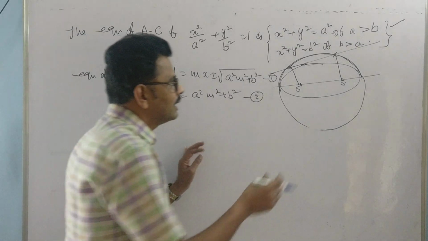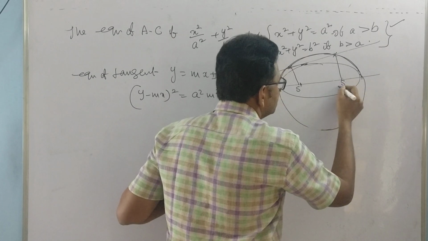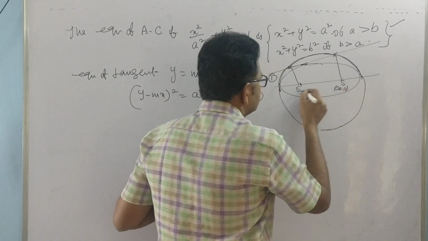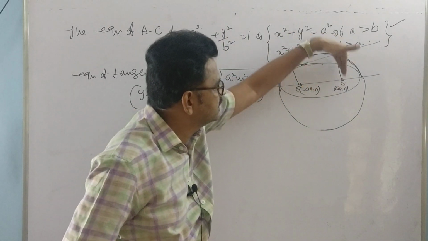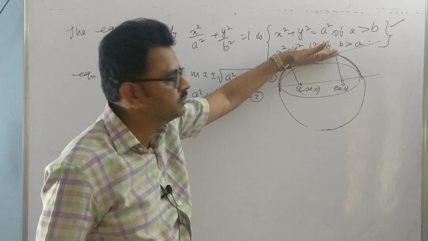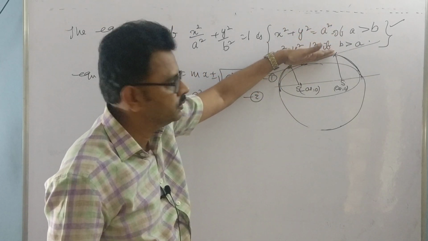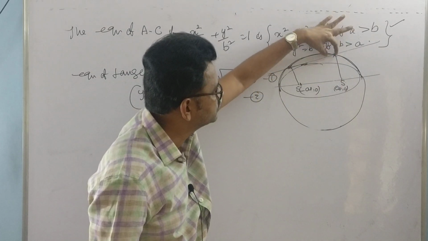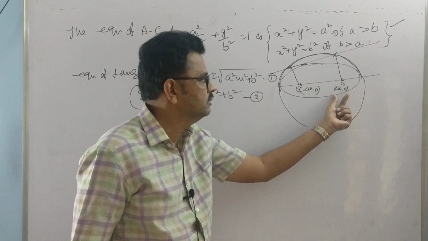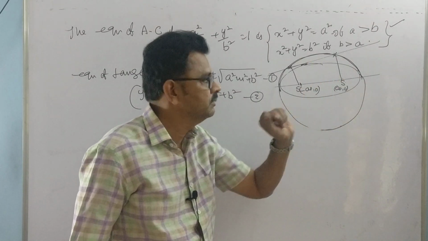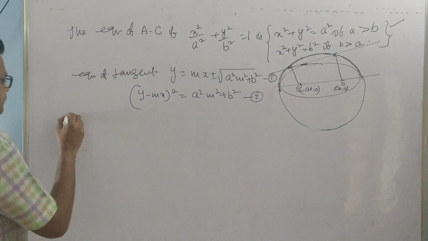Now the equation of any line passing through the foci, a comma 0 or minus a comma 0, and perpendicular to this tangent. What is the slope of the tangent? m. What is the slope of this line? Minus 1 by m, because these two are perpendicular. So the point is plus or minus a comma 0 and the slope is minus 1 by m. So we have point and slope.